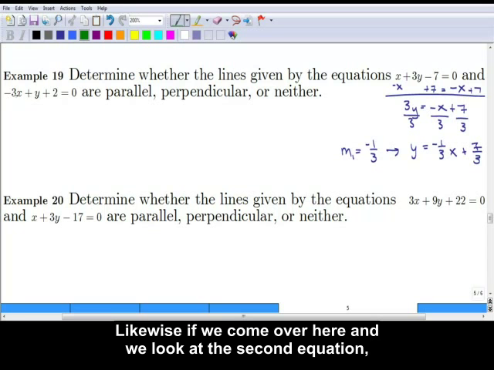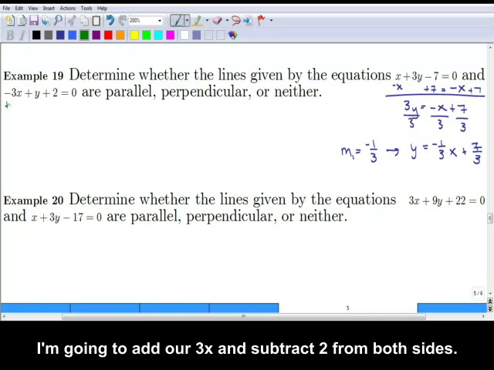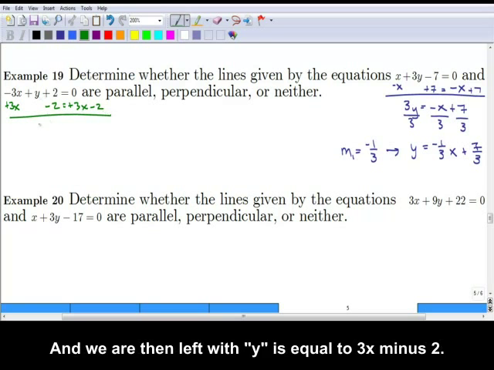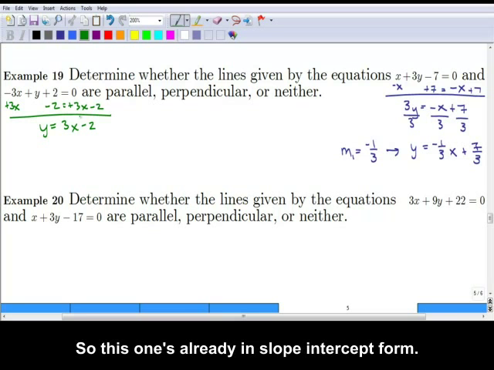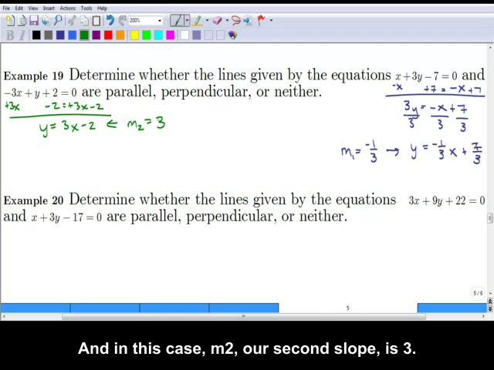Likewise, if we come over here and we look at the second equation, I'm going to add our 3x and subtract 2 from both sides. And we are then left with y is equal to 3x minus 2. So this one's already in slope-intercept form. And in this case, m2, our second slope, is 3.